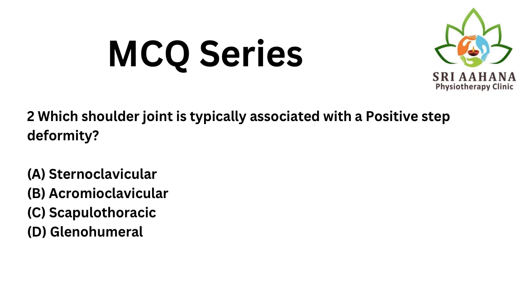Which shoulder joint is typically associated with a positive step deformity? A. Sternoclavicular joint. B. Acromioclavicular joint. C. Scapulothoracic joint. D. Glenohumeral joint. The correct answer is B. Acromioclavicular joint. AC joint dislocation results in positive step deformity. With the rupture of acromioclavicular and coracoclavicular ligaments, the distal clavicle moves superiorly. This leads to this deformity.